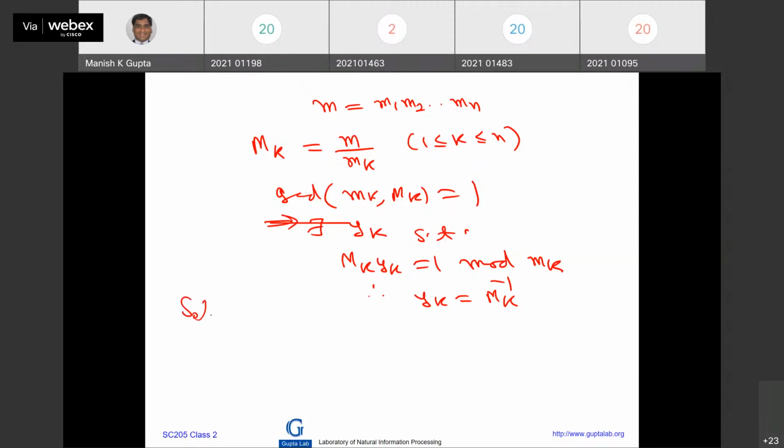And the solution is x is equal to a1 M1 y1 plus a2 M2 y2, and so on, mod m, where m is the product of all mi's.